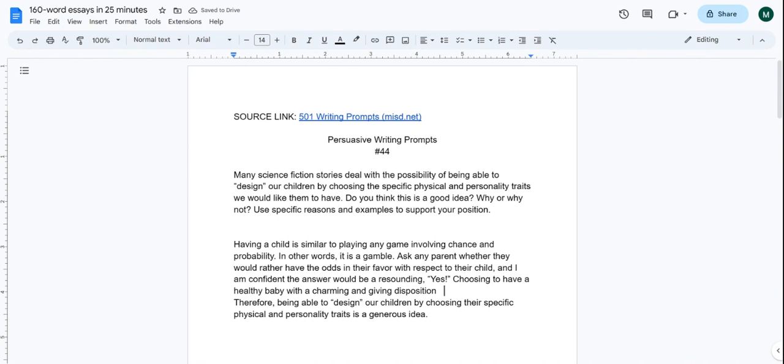So let's take a look, right, writers. I've got 13 minutes and 53 seconds remaining. Having a child is similar to playing any game involving chance and probability. In other words, it is a gamble. Ask any parent whether they would rather have the odds in their favor with respect to their child, and I'm confident the answer would be a resounding yes. Choosing to have a healthy baby with a charming and giving disposition.